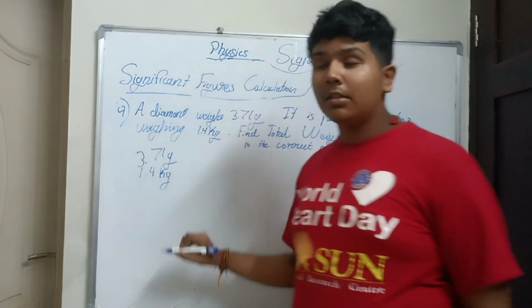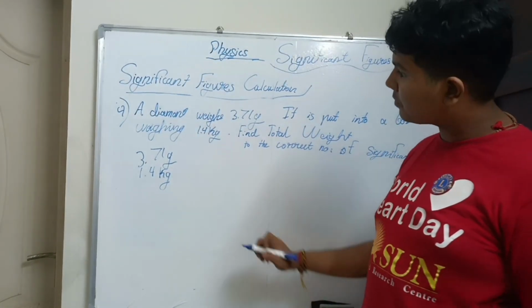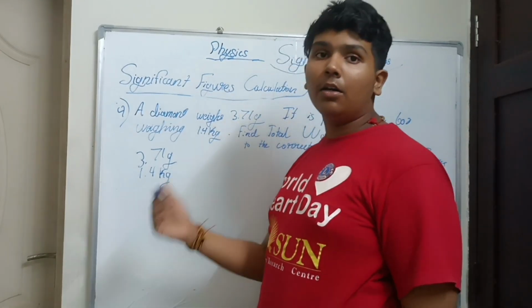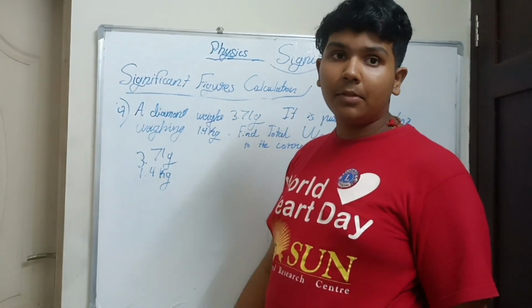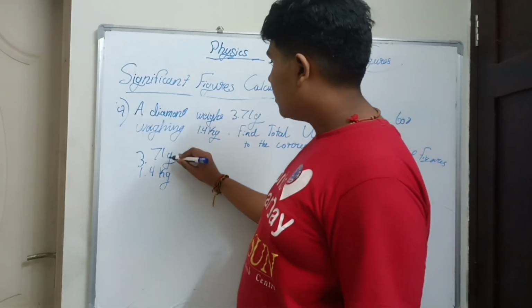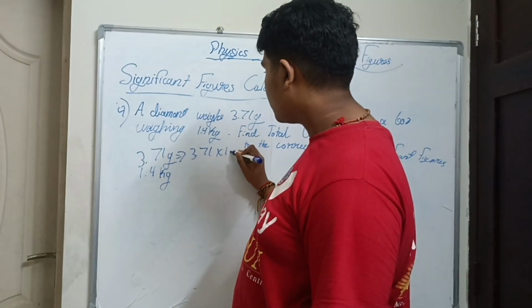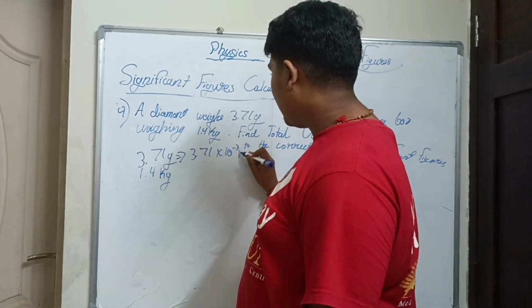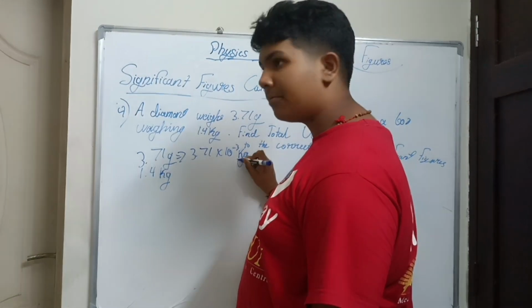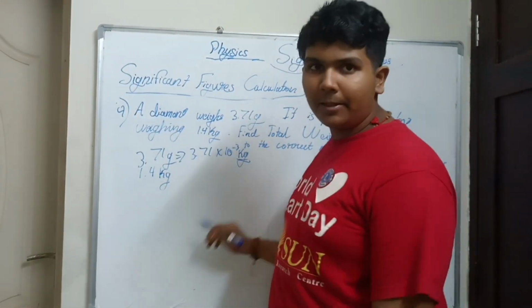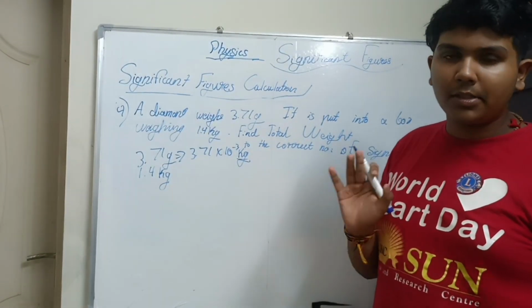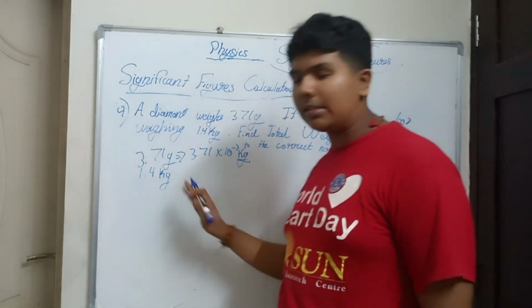First we have to convert these units to the same units. So 1 gram is how much kilogram? 10 raised to minus 3, right? So this will be equal to 3.71 into 10 raised to power minus 3 kg. Now we'll keep it there. This 10 to the minus 3 doesn't count as a significant figure. Hence we just keep it there.